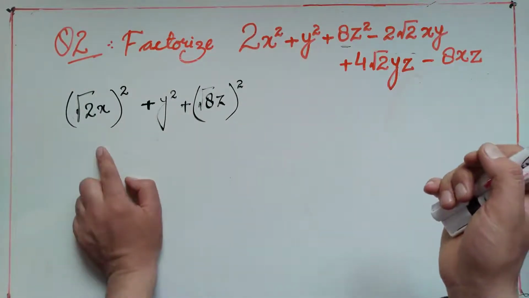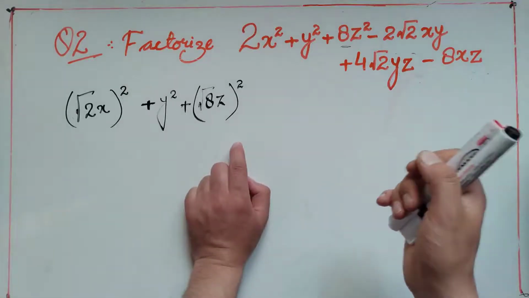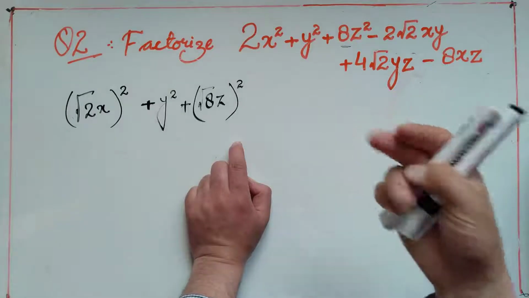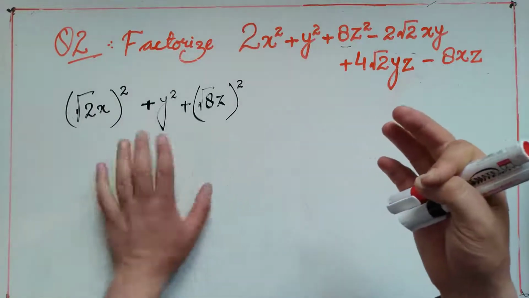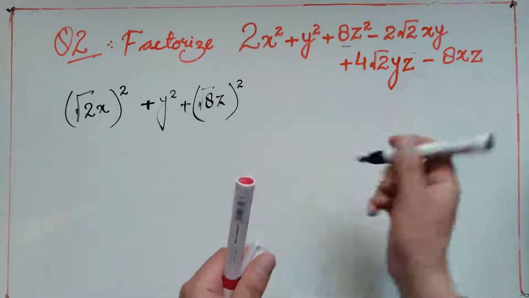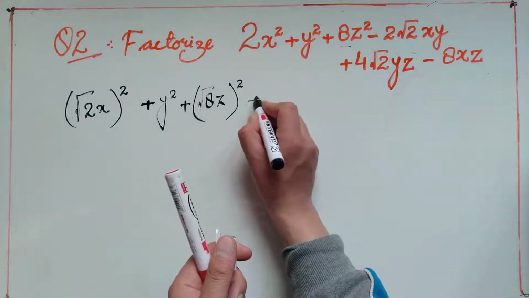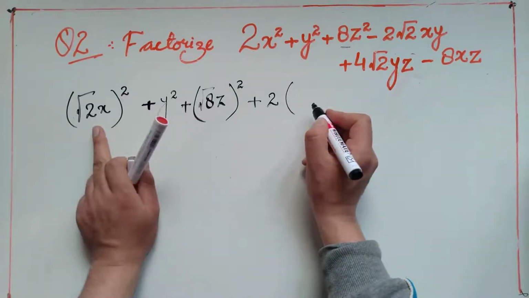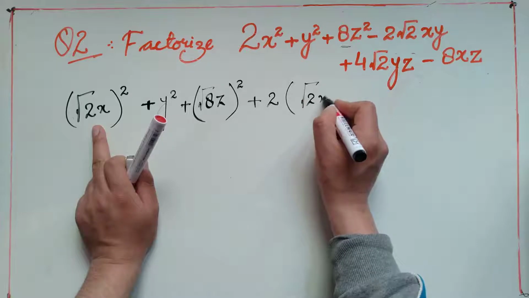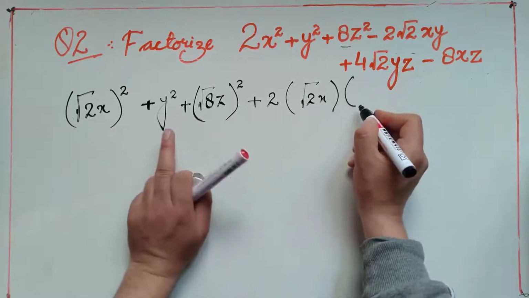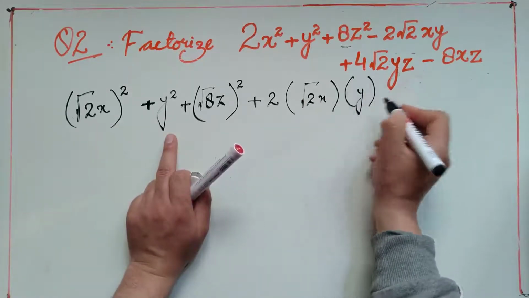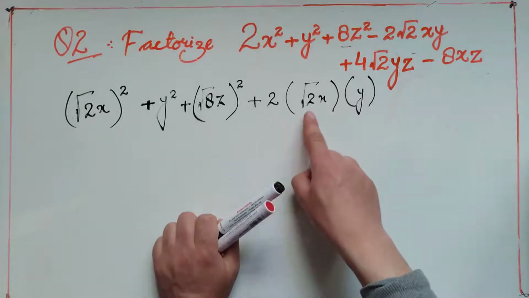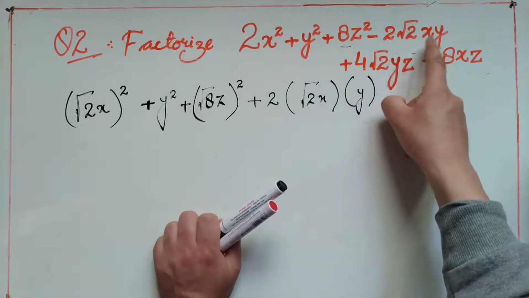So if this is my a square plus b square plus c square, then it should satisfy the remaining terms of the identity. What are the remaining terms? 2ab, 2bc, 2ca. It should automatically satisfy it. So now let's see if it satisfies. The next term is plus 2ab. So instead of a, I will write down root 2x. Instead of b, I write down y. So let's see if it really fits the given question. It is 2 root 2 xy. Look at this, 2 root 2 xy.